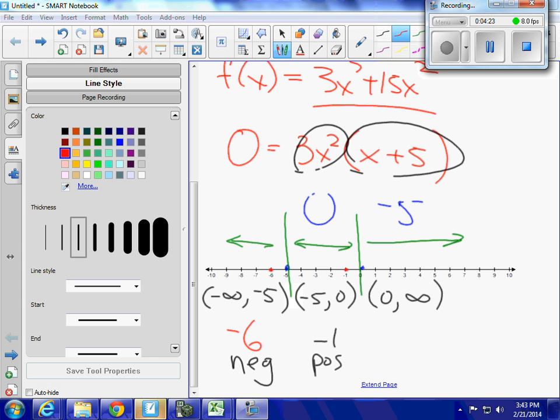Finally, I'll look at my last interval, 0 to infinity, and I'll just pick positive 1. Well, positive 1 squared is going to be positive, times 3 is going to be a positive number. And positive 1 plus 5 is going to be 6. That's a positive number. And again, a positive number times a positive number. So if I use 1 here, this is going to be positive.